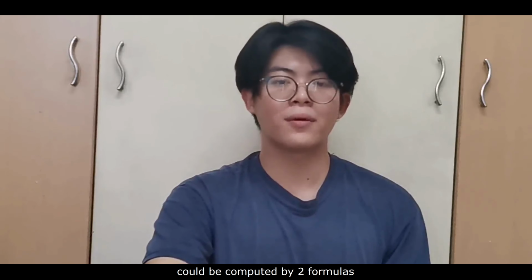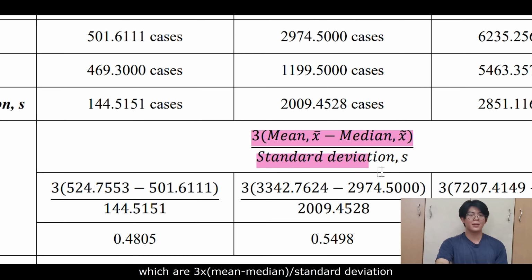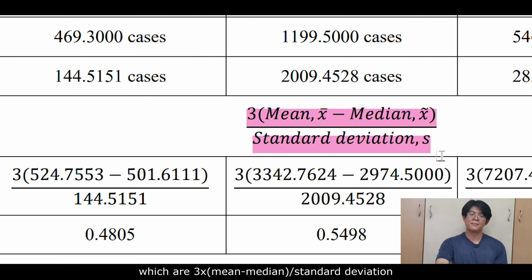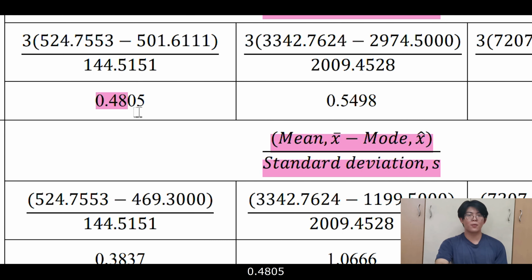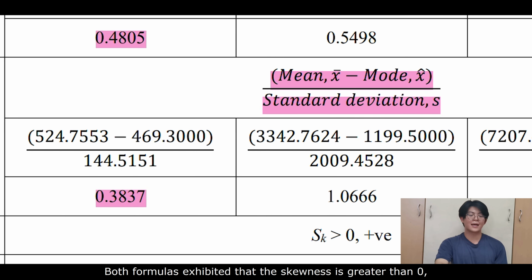Geek Hong will be sharing his thoughts about the distribution of skewness he obtained. Pearson's coefficients of skewness could be computed by two formulas, which are 3 times mean minus median divided by standard deviation, and mean minus mode divided by standard deviation. In fact, both values calculated are positive regardless of which formula is applied, 0.4805 and 0.3837 respectively.